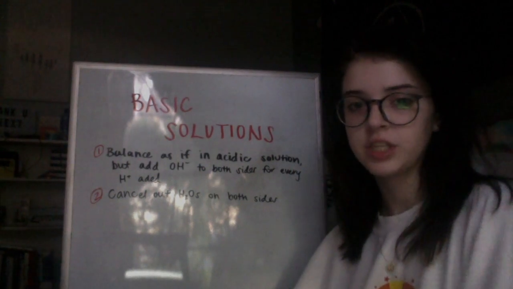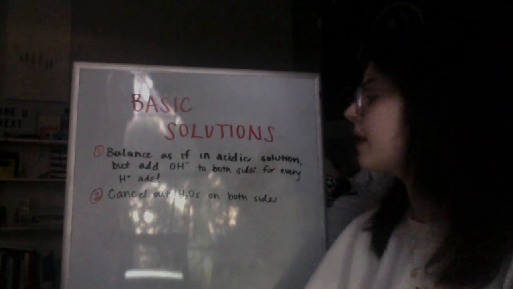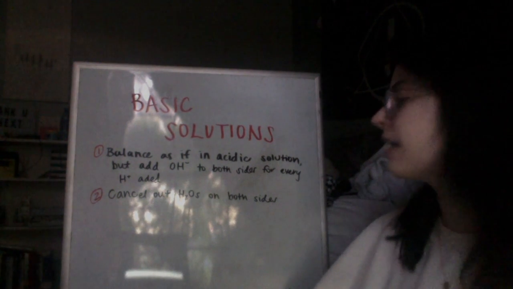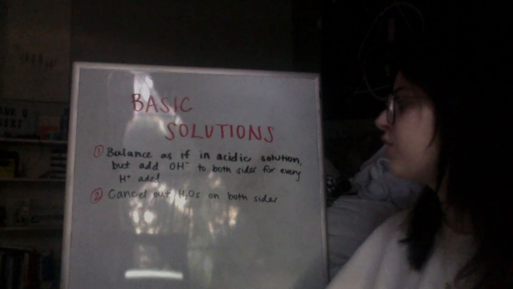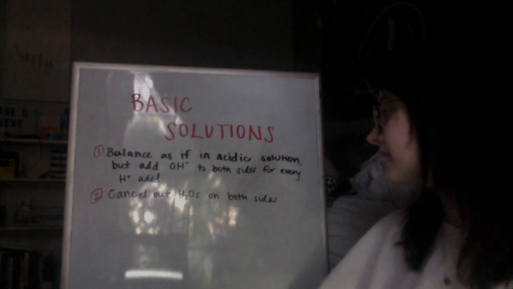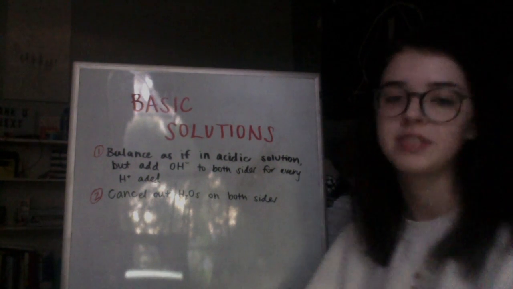For basic solutions, on the other hand, the first step is to simply balance as if in acidic solutions, but then add OH- to both sides for every H+ added. And then the second step is to cancel out the H2Os on both sides.